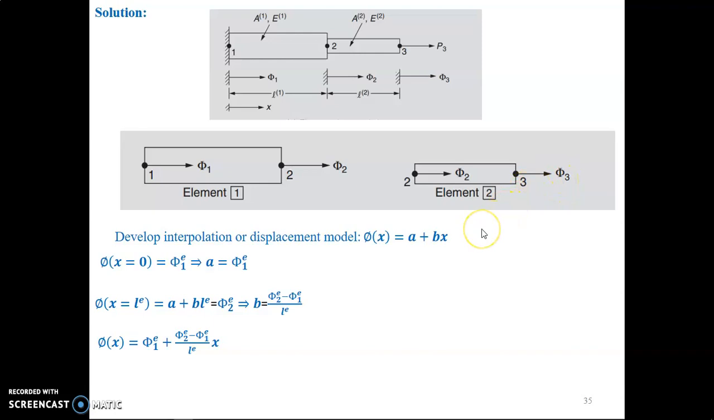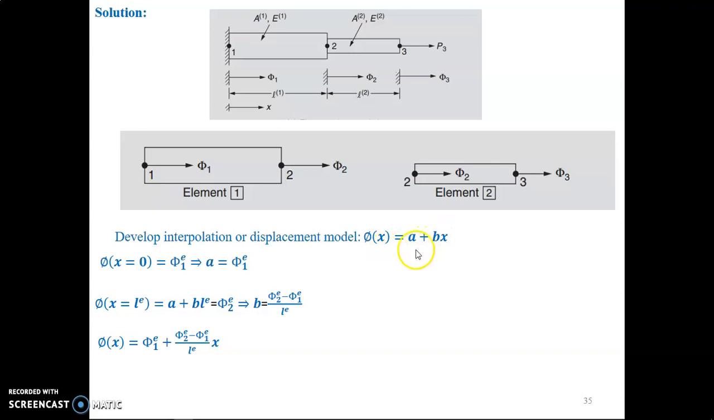The next step is to develop an interpolation model. Here the primary field variable will be the displacement. The displacement has been defined as linearly varying between these two nodes. This equation is applicable to both elements. So phi of x has been defined as a plus b x. Now we need to find the values of these constants a and b.